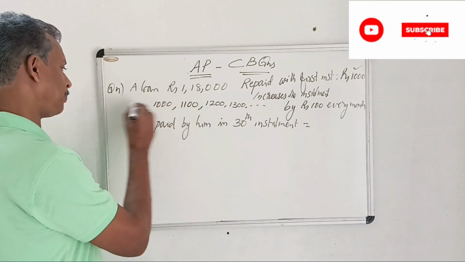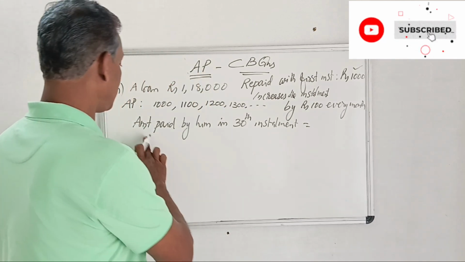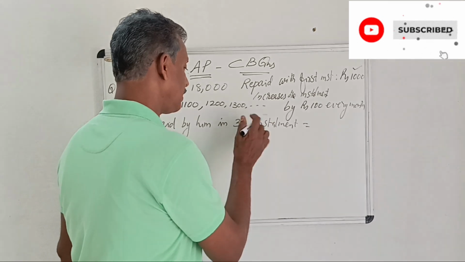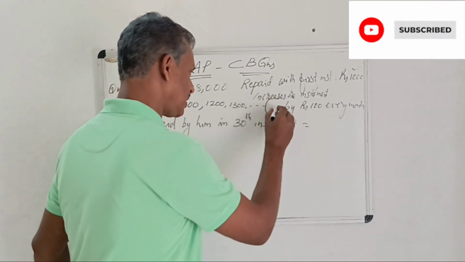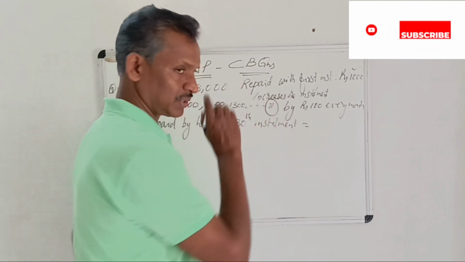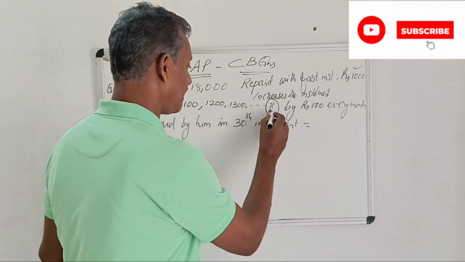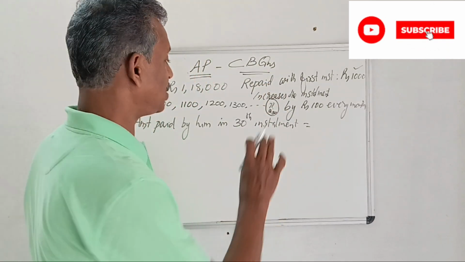Okay, so this is an AP. We have to create the AP first of all, and then find the amount paid by him in the 30th installment. Be careful, 30th installment. When it becomes the 30th one, at that place, what is the installment he has to pay? So you have to find a30. Only in that 30th month, how much he has to pay.